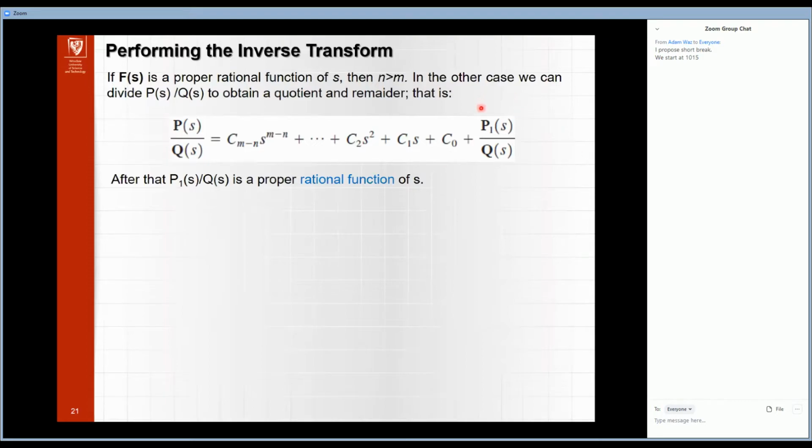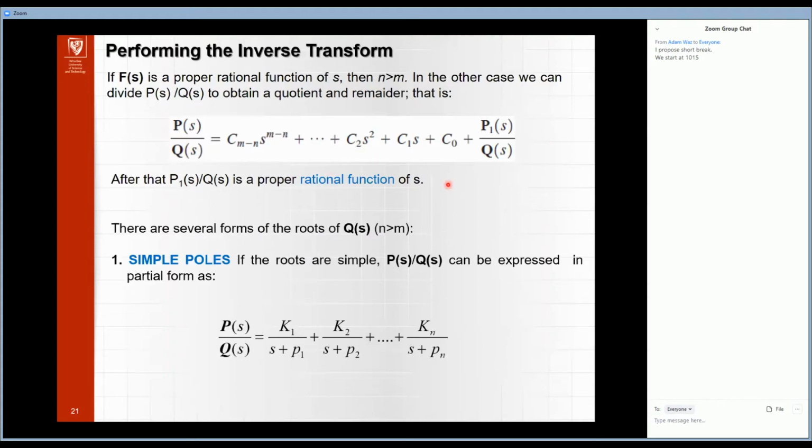P divided by Q(s) is a proper rational function of s. Okay, and we have several forms of the roots of Q(s), and the roots of Q(s) are the most interesting for us, with n bigger than m for these rational functions. And so we have three cases.